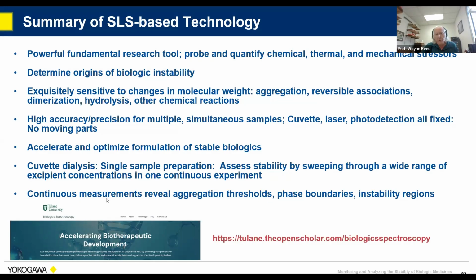And then, as you saw, we could see gradual aggregation or hydrolysis or very sharp thresholds, phase boundaries, and these instability regions. So we're working on these things here at Tulane.